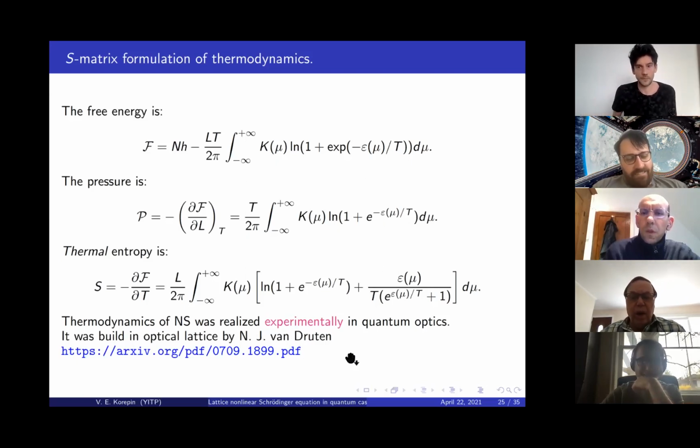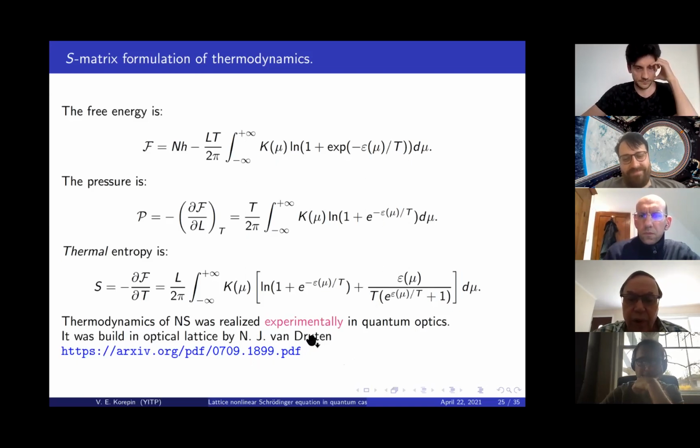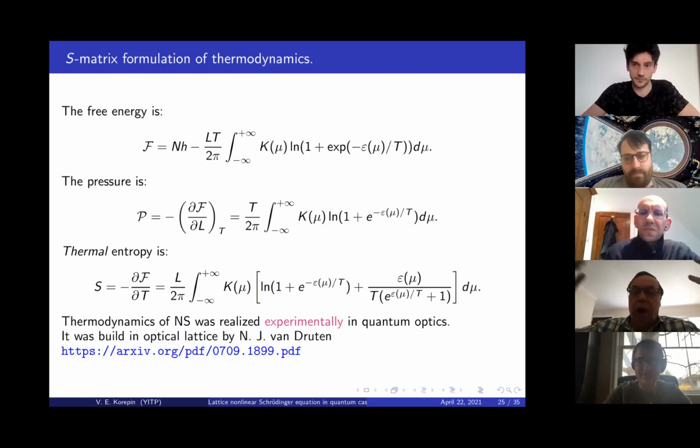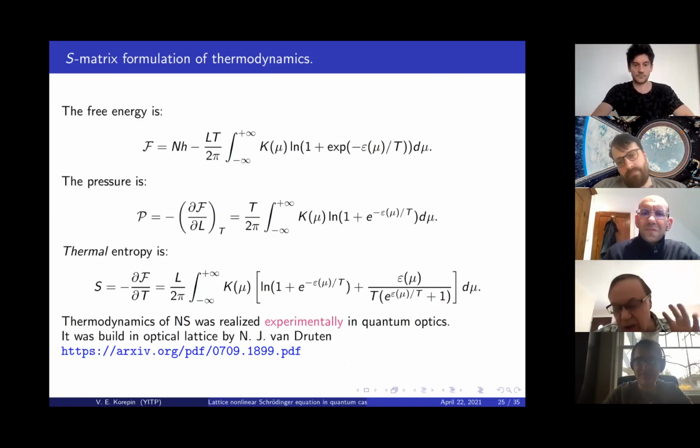So maybe I should mention experimental work. Amsterdam is not that far from London. And there is a famous experimentalist, van Druten. I think he has two dots above his U, so sorry for that. He's an experimentalist, he worked on optical lattices, he built up nonlinear Schroedinger and checked Yang-Yang thermodynamics, but in the continuous case. So thermodynamics was experimentally confirmed.